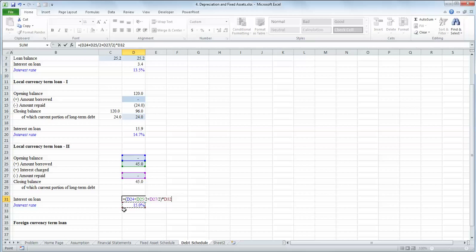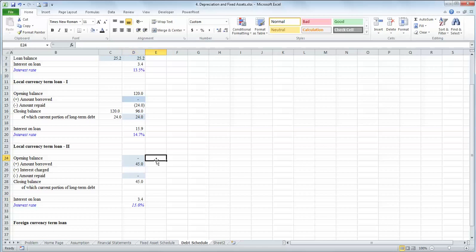So we have it here. Before we leave this schedule, we have so far been working only on the assumptions for 2013, but just to understand how to handle this particular situation, let's first look into 2014. How is the forecast going to look like? So the closing balance is going to be 45 crores. We'll have it there. The amount borrowed in 2014 is nil.